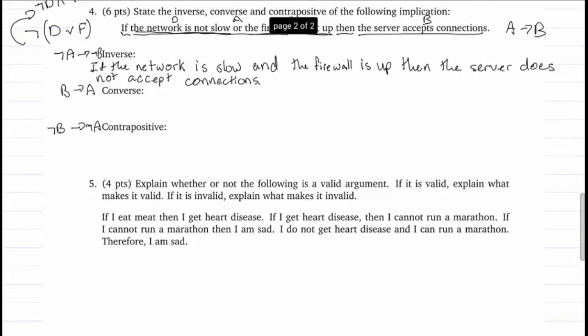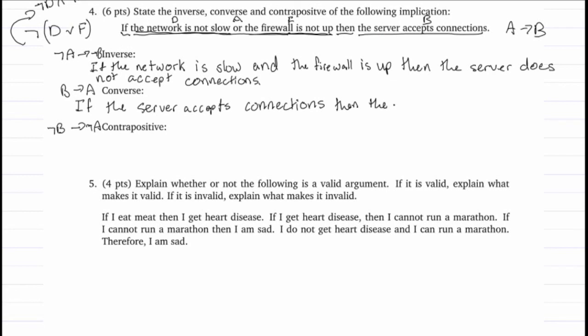Next we're going to look at the converse. That's basically just flipping the statements, so that's pretty easy. Let's write that out. If the server accepts connections, then the network is not slow and the firewall is not up.